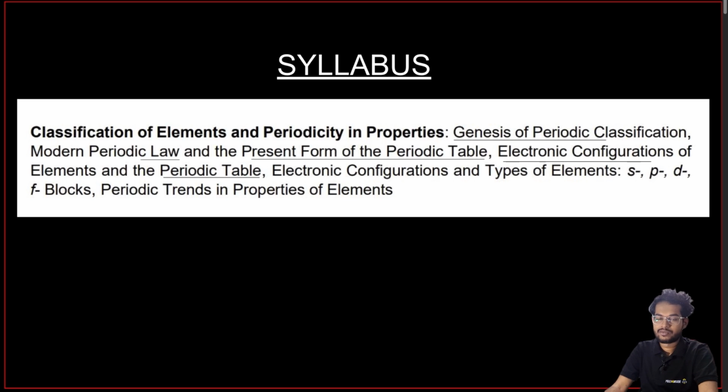After that, Mendeleev's periodic table, modern law periodic table, the trends, some facts like lanthanide contraction, electron gain enthalpy, and I will cover up to the oxides. Okay, so I hope you all are ready. So let's start with the Dobereiner triad.